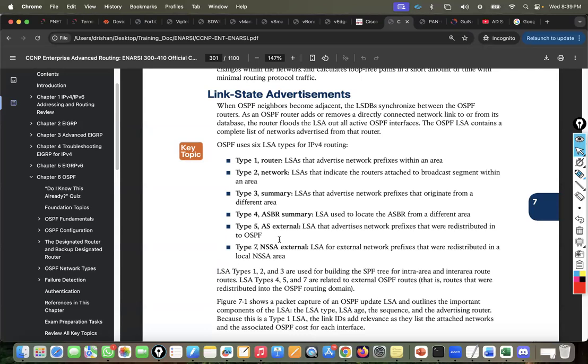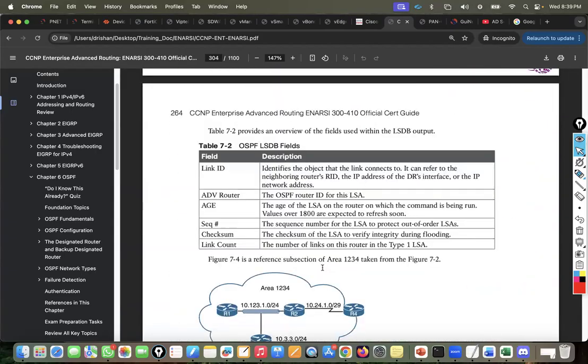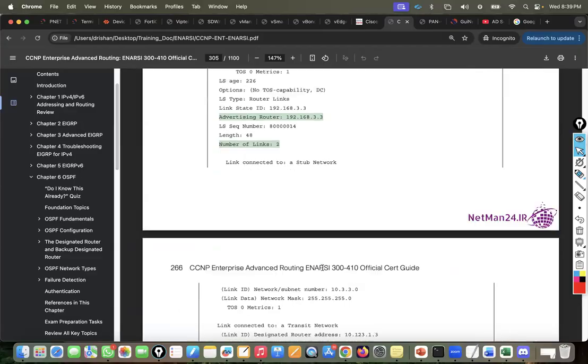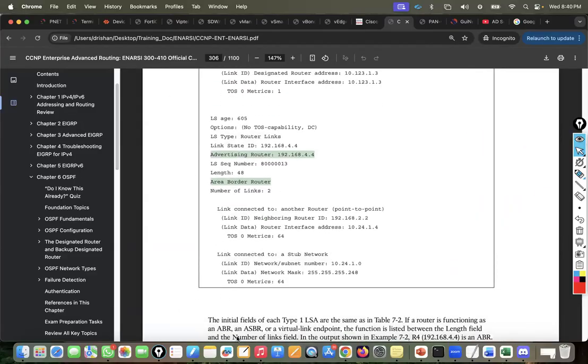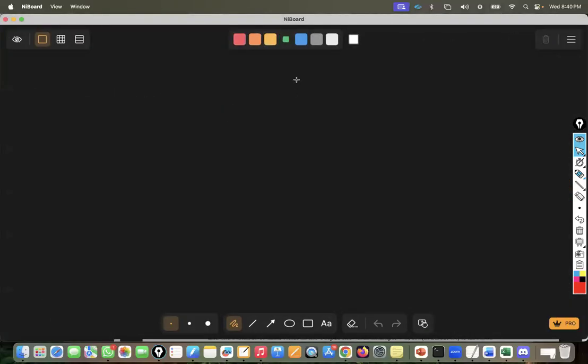Now, let's focus on the area types. We have to understand what the area types are. In OSPF we have multiple area types. Let's understand what they are and which LSA is used in which area type. Let me clean this board. So take an example.